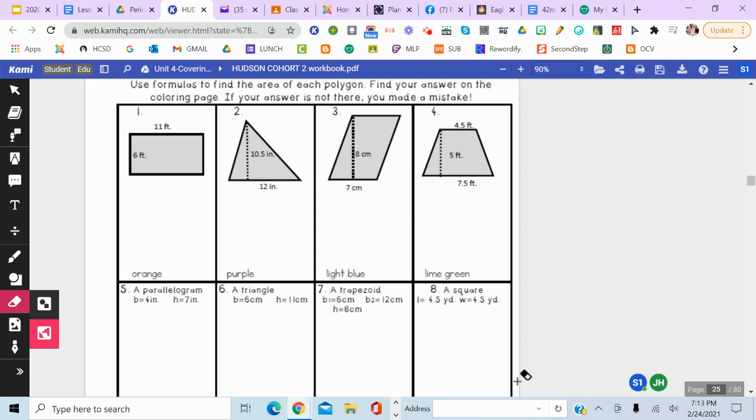Okay, so for today's math, your assignment is actually in your regular math workbook. It is on page 25. So it's similar to what we did in class today, where you're going to be solving some area problems, and then there is a coloring page that goes along with it. But rather than just being trapezoids, it's going to review all four of the shapes that we have learned: rectangles, parallelograms, triangles, and trapezoids. So there are 12 problems.